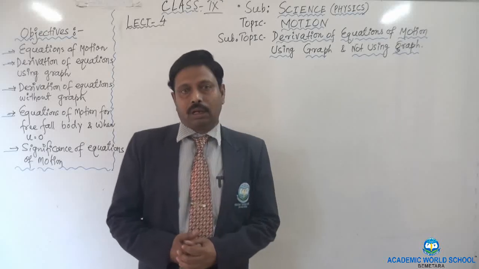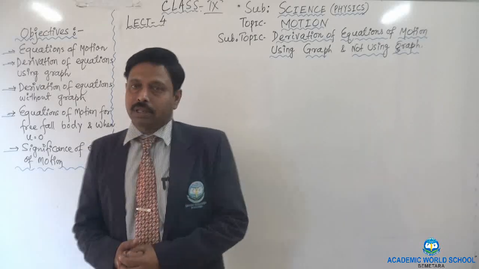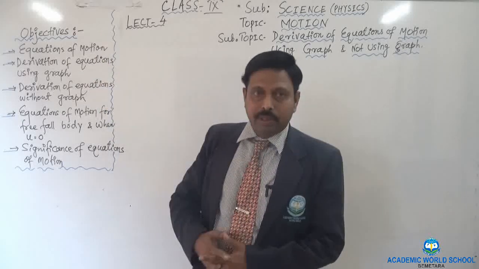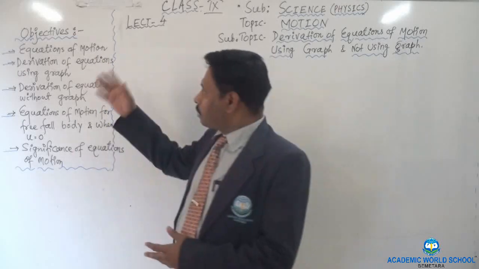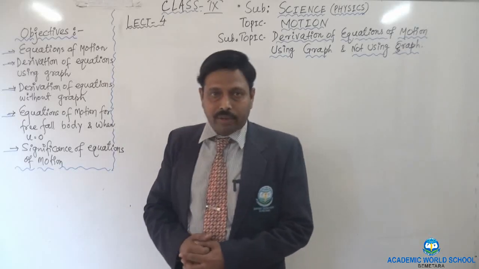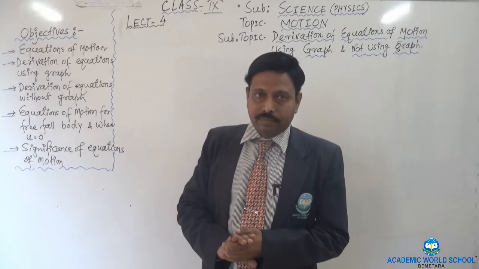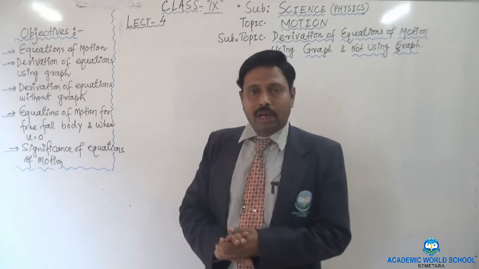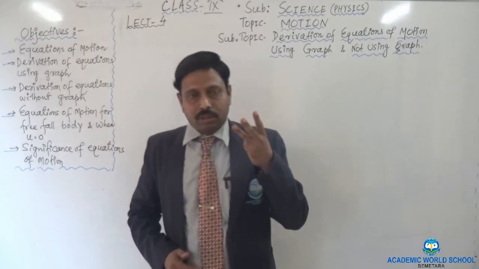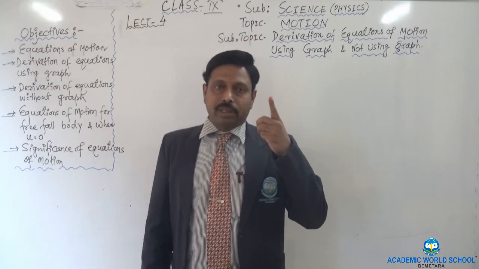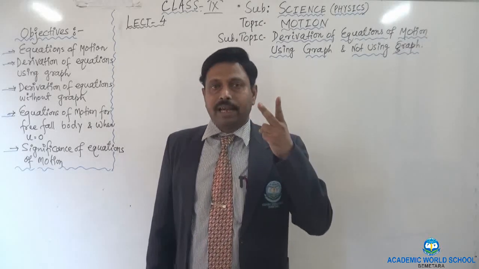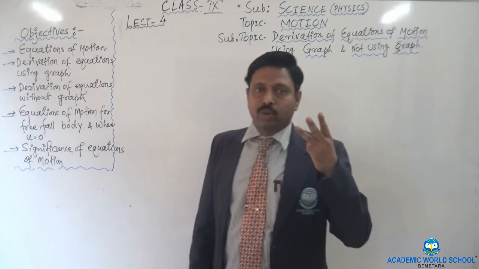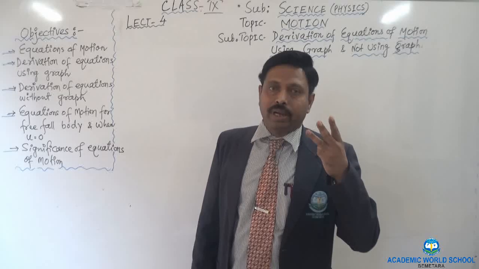Today we are going to learn about the derivation of equations of the motion that I told in my previous session also. We derive the equations using the graph and not using the graph. Well, if I talk about the equations of the motion, there are three equations of the motion. V equal to u plus at. Second one is s equal to ut plus half at square. Third one is v square minus u square is equal to 2as.